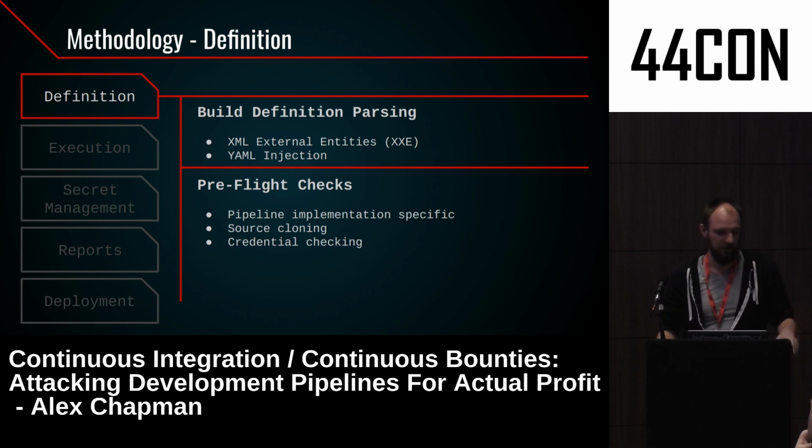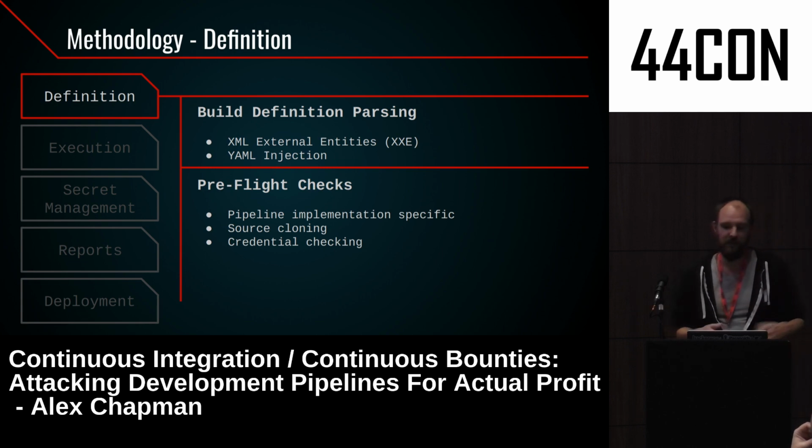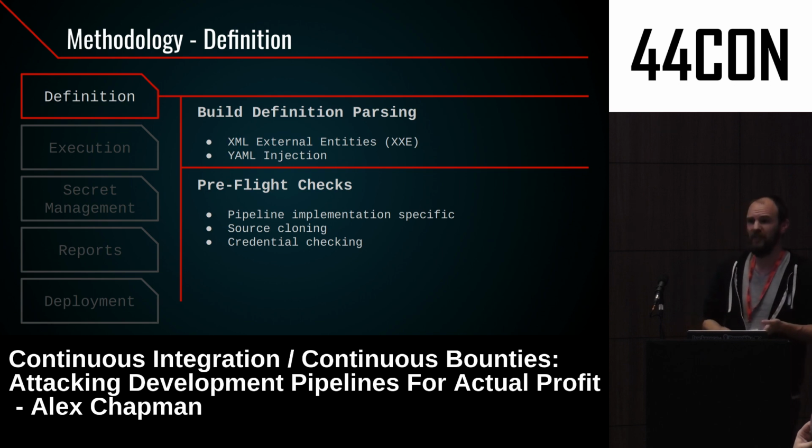So the first thing I'm going to assess when I look at any CI/CD pipeline is going to be the build definition. A definition could be taken in YAML format, in XML. I've seen some that just straight up take bash scripts. But any processing that's done on these definition files can lead to bugs.